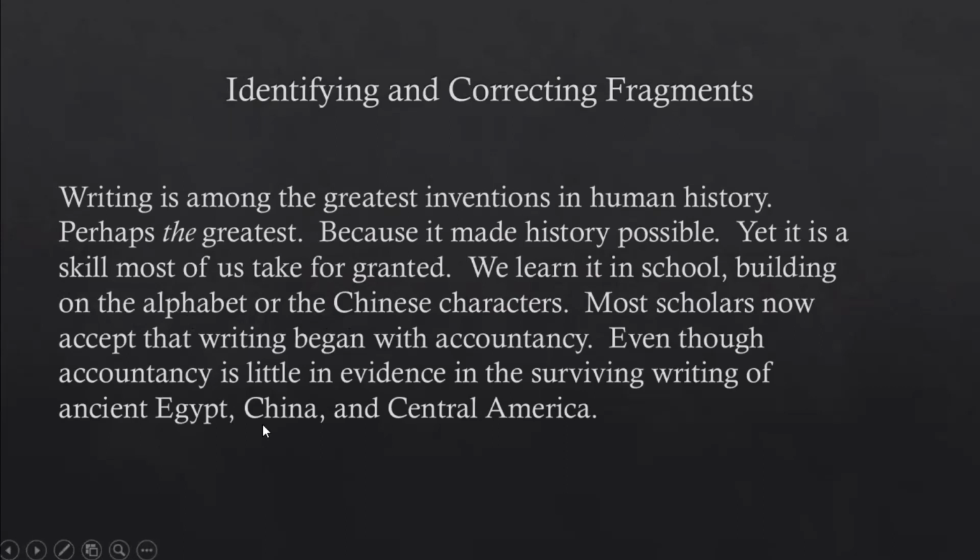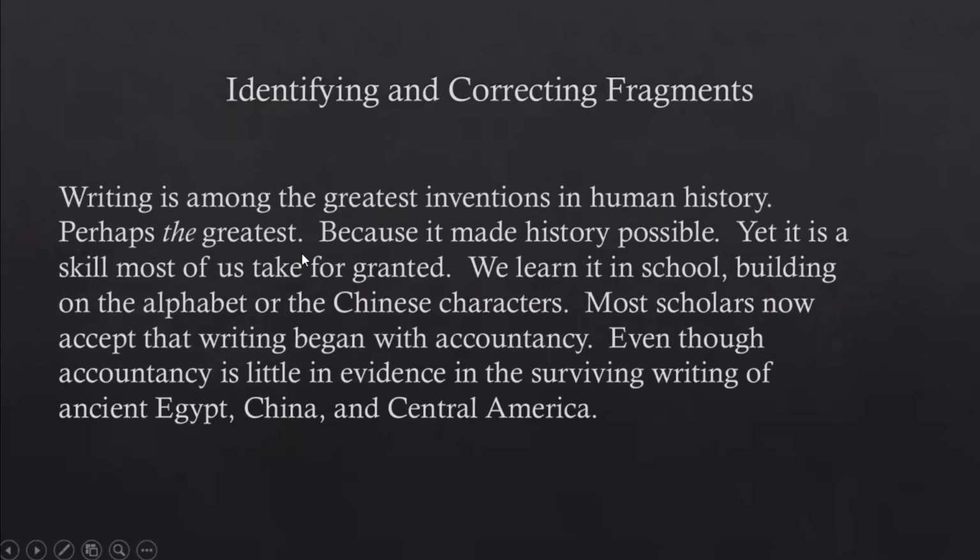So the easiest way to fix a fragment usually is to just connect it to the sentence that came before it. And that is what you would do in this case. Writing is among the greatest inventions in human history. And you could use any number of punctuation. You could use a comma, you could use a dash. Comma is the simplest. So comma, perhaps the greatest. Okay, so now that fragment is no longer a fragment. It's connected to the previous sentence, which is what it should have been to begin with.